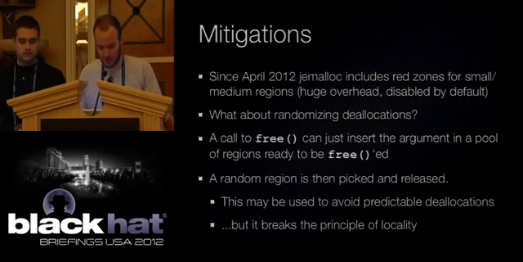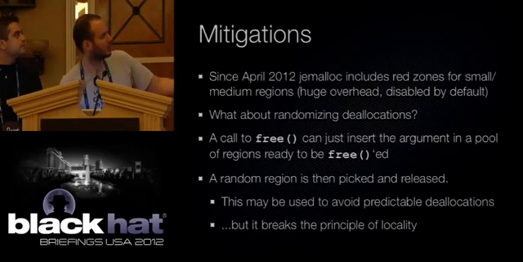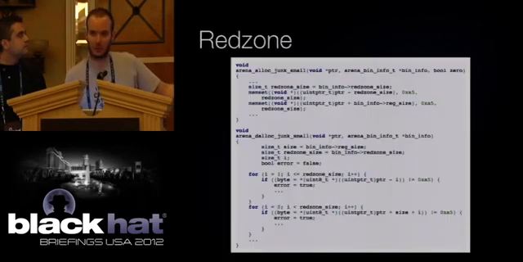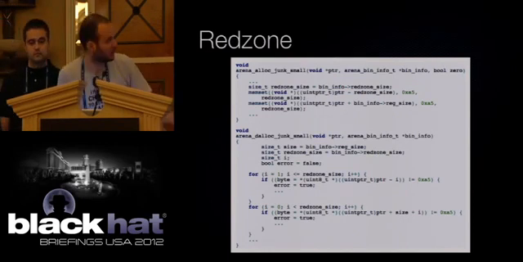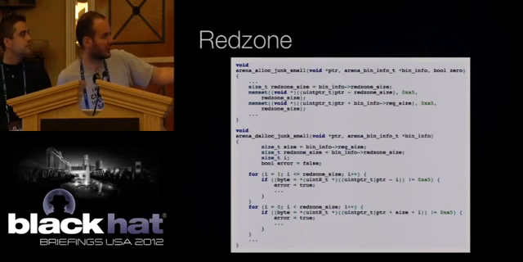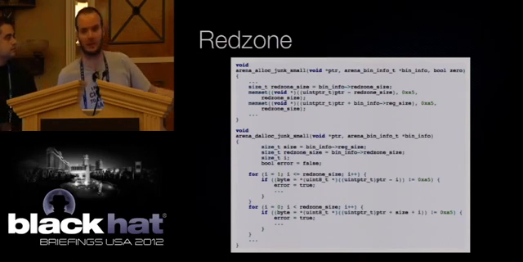Here's the code that implements the red zones in jemalloc. As you can see, during the allocation of a small or medium region, this pattern is repeated right after the allocation and before it. And during the free, it just checks that the bytes are the same. If not, then this error flag is set to true, and the program terminates.